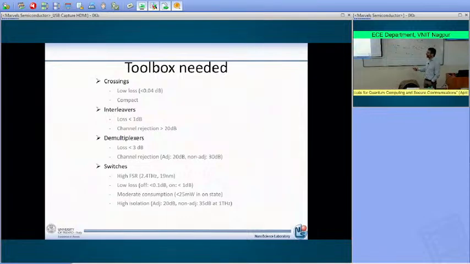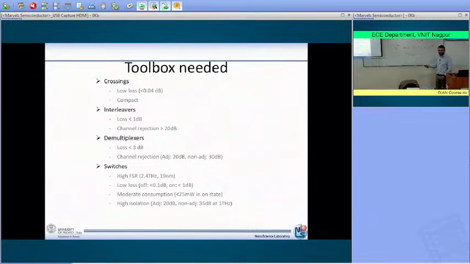The crossings should be characterized by very low losses because we have many of them, and should be compact because otherwise we would need a full wafer for making our network. Then we need to have this interleaver, the device that is able to separate the odd from the even wavelengths. This separation should be done without losing any power and with a very good channel rejection. Channel rejection means that we do not want to have any even wavelength where the odd wavelengths are. Okay? And so the channel rejection should be larger than 20 dB.